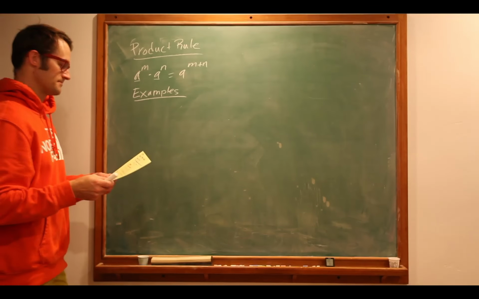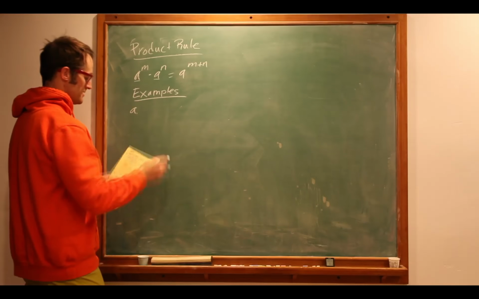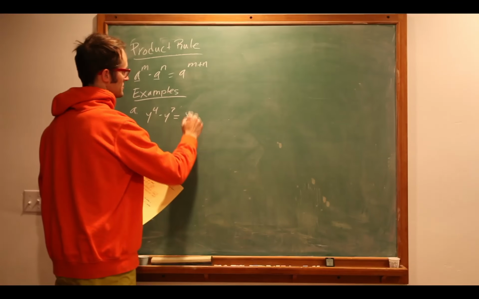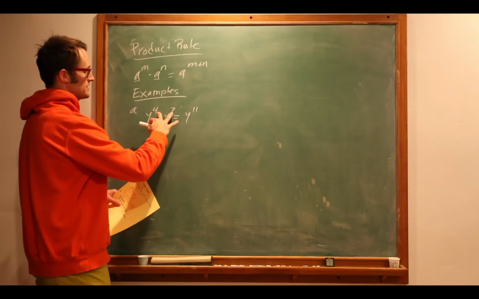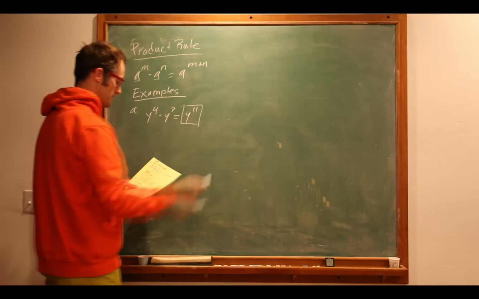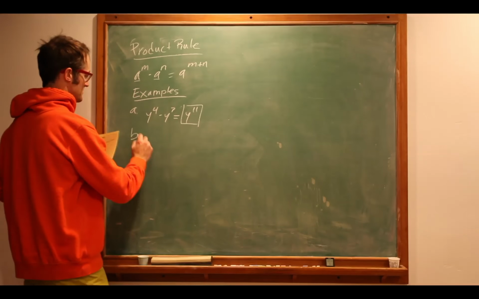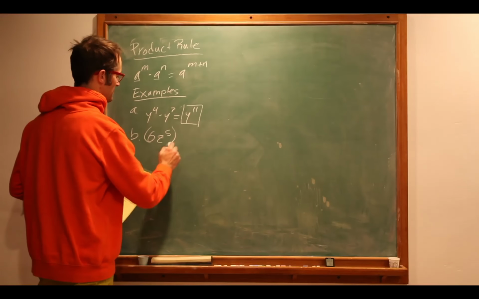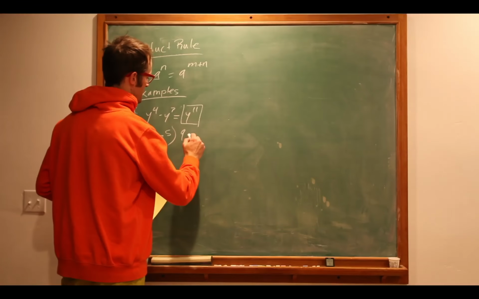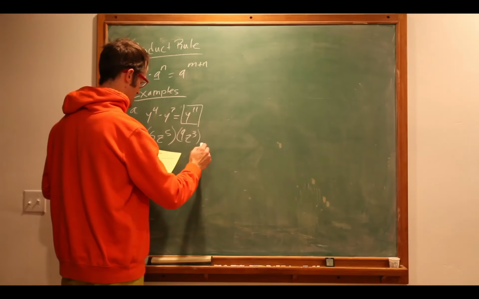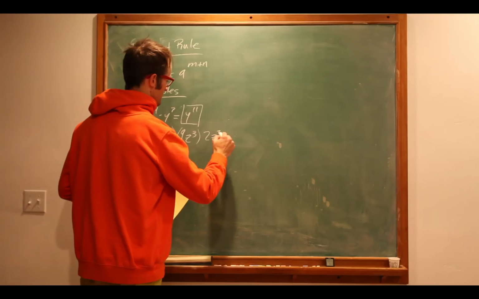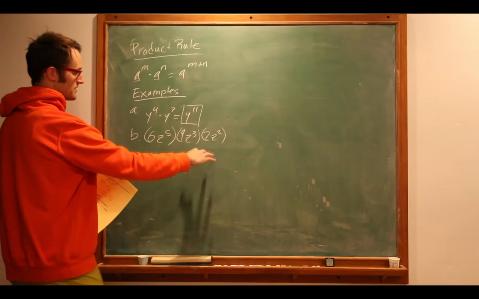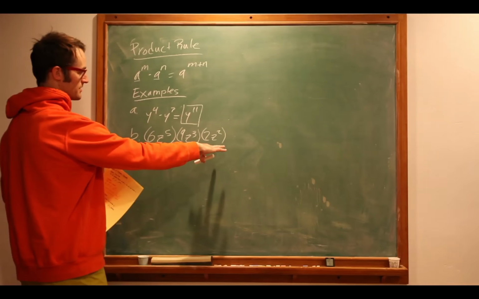First one, let's say you have y to the 4th times y to the 7th, then your answer is going to be y to the 11th. You just multiply the bases, add the exponents, and there's your answer. Here's one slightly more challenging, but still pretty easy: 6z to the 5th, 9z to the 3rd, and 2z squared. First you can separate the bases and the coefficients.